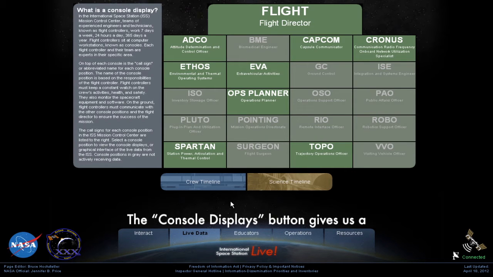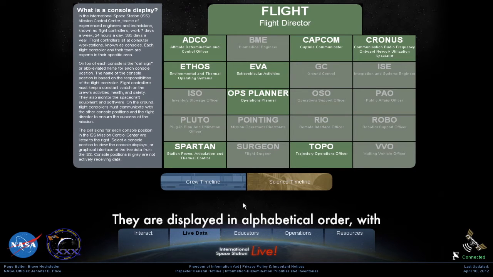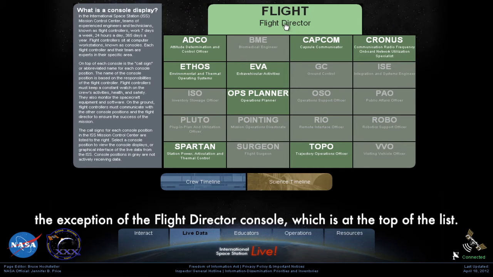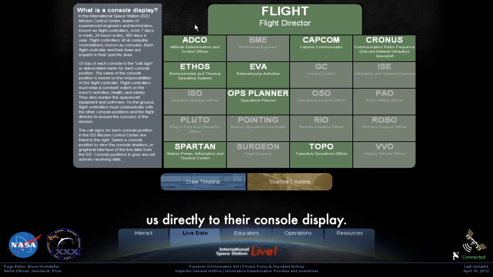The Console Displays button gives us a graphical representation of the various consoles in the MCC. They are displayed in alphabetical order, with the exception of the Flight Director console, which is at the top of the list. Clicking on one of the available console displays takes us directly to their console display.